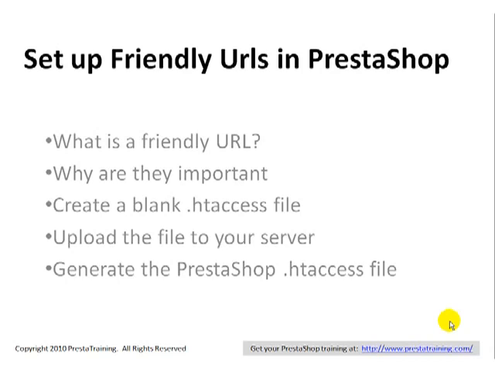And then we're going to get into the bulk of the content of this module, which is to learn how to set up friendly URLs. To do that, you have to do a few different things. First off, you have to learn how to create a blank .htaccess file. Secondly, we have to figure out how to load that file up to the server. And finally, we're going to go into the PrestaShop back office and actually generate the .htaccess file, replacing our blank file that we just uploaded to the server.